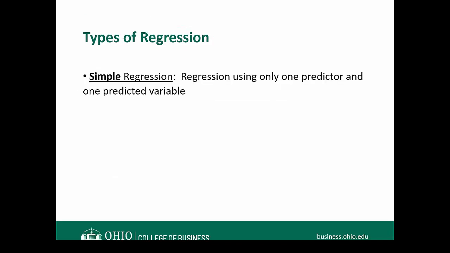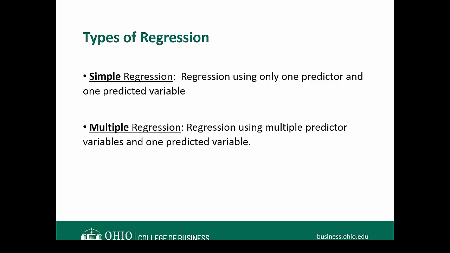There are many different types of regression analyses. There's simple regression, which is what is covered in this video, and that's when we only have one predictor and one predicted variable. So we only have one x and one y. A much more common analysis is multiple regression, and that's when we have multiple x variables and one y variable.